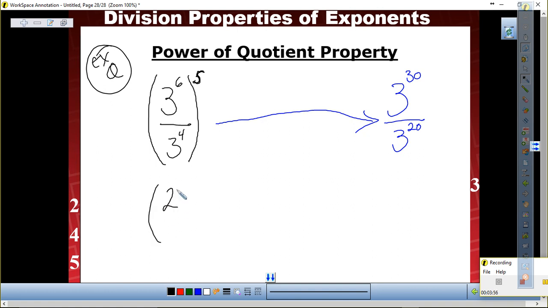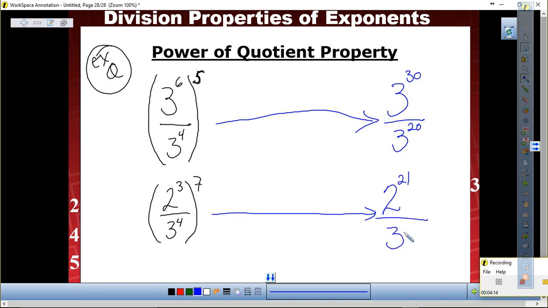Parenthesis, 2 to the 3rd over 3 to the 4th. Give me a number. 7. So this becomes... we got it? Okay, tell your neighbor what's going on. Okay, copy that, please.